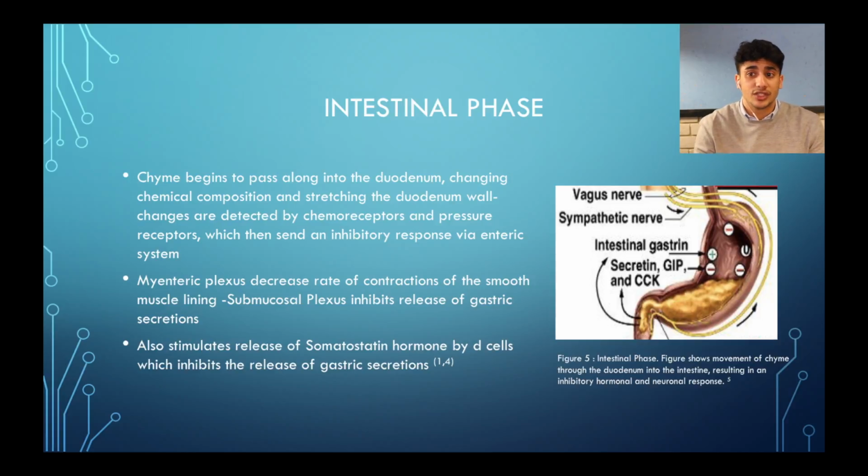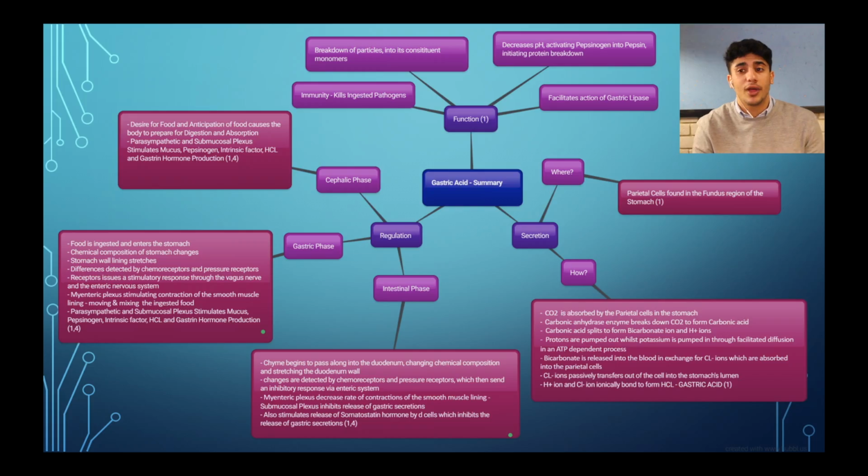Now, in this stage, the gastric secretions are reduced, the smooth muscle wall contractions decrease, lowering the overall emptying rate of food into the intestines, allowing for the intestines to absorb the food comfortably without being overwhelmed. That's gastric acid secretion and regulation for you to know.